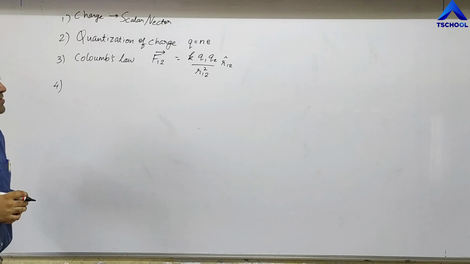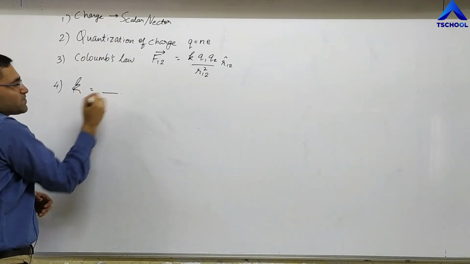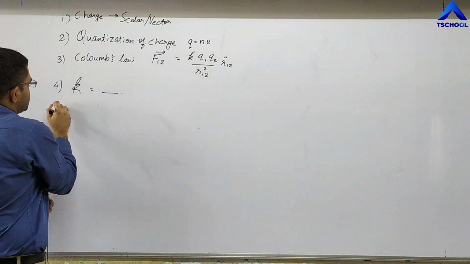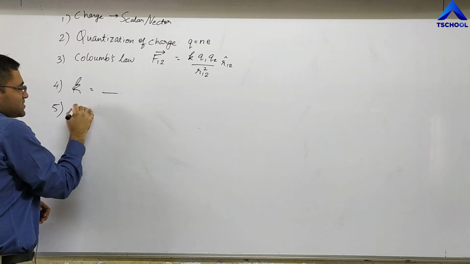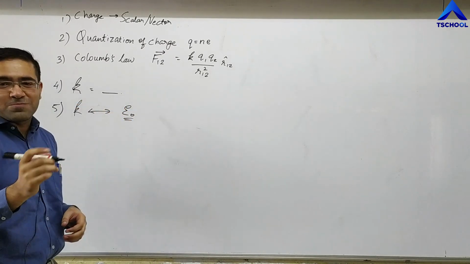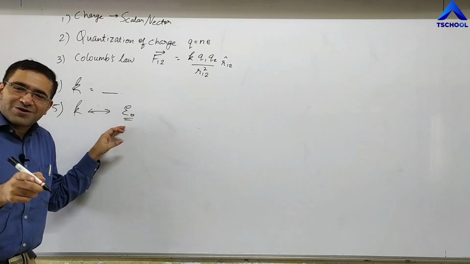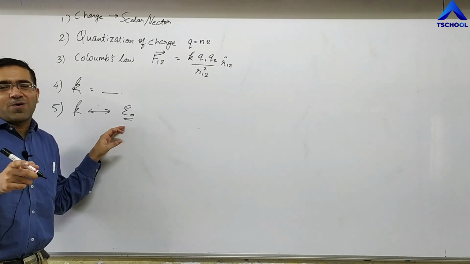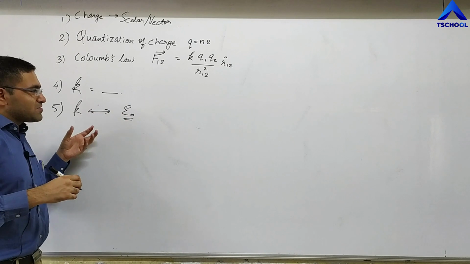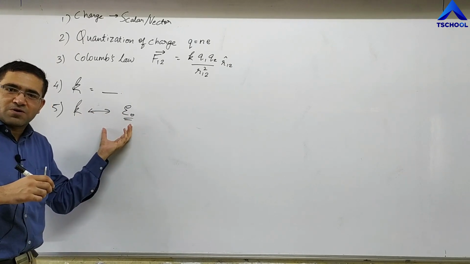Next is, what is the value of K in SI units? Then, what's the relation of K with epsilon 0? Hopefully you remember the name of this quantity. Epsilon 0 is called the electrical permittivity of free space. Right? So hopefully you can write down a relation between K and epsilon 0.